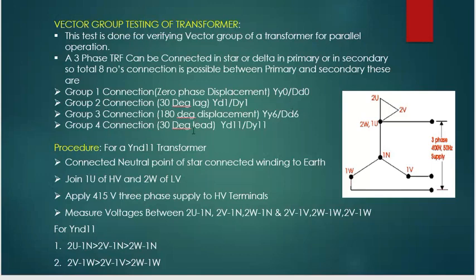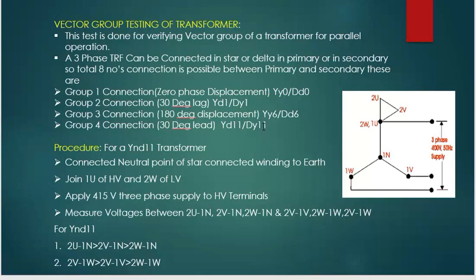In the group 4 connection, 30-degree lead is possible. That means the secondary quantities will lead the primary quantities by an angle of 30 degrees. YD11 and DY11 are the connections for this group 4. So 8 possible connections of the transformer are possible. So vector group testing of transformer is a very vast procedure.